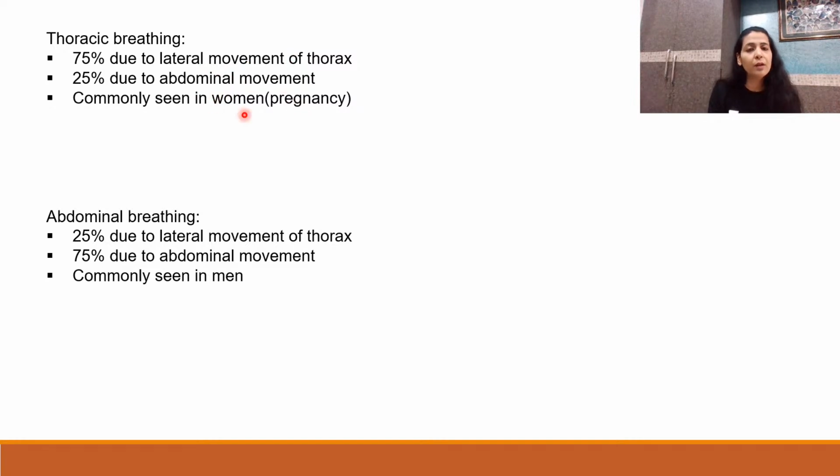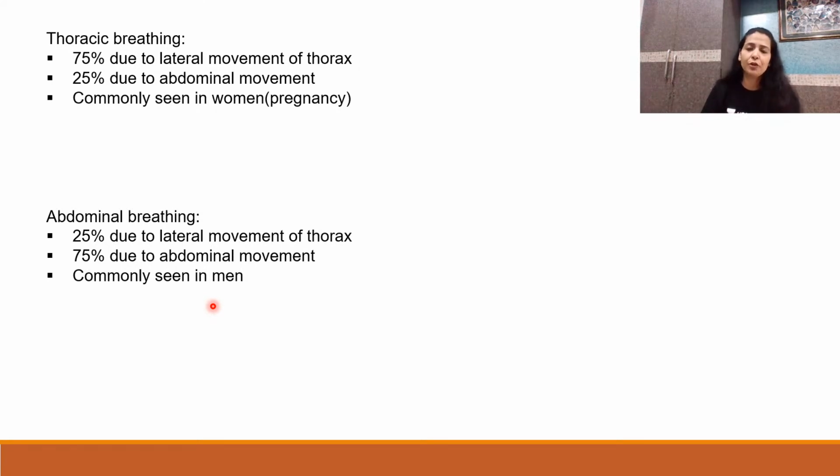They cannot have much abdominal movement because women can be pregnant, and in pregnancy it's not possible to have abdominal movement. In the case of males, they show abdominal breathing. Looking at males while breathing, their abdomen moves very evidently, but the chest cavity, the thorax, doesn't move that much. So 25% of the movement is because of the thorax, whereas 75% is because of abdominal movement. This is commonly seen in men. You can tell just by looking at the person.